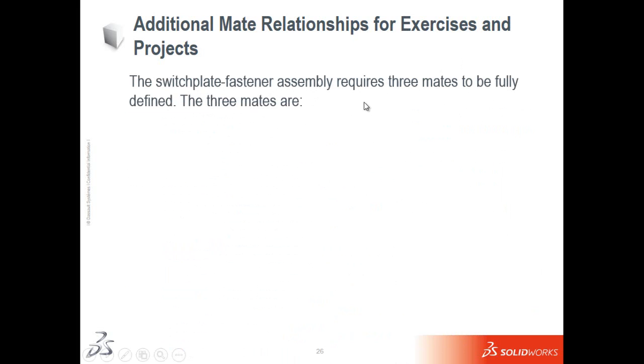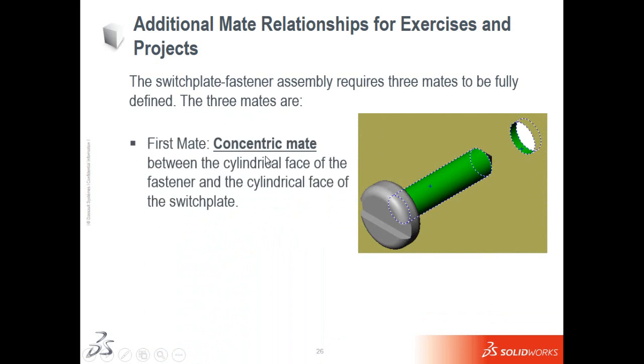The switch plate fastener assembly requires 3 mates to be fully defined. The 3 mates are: the first mate is a concentric mate. The outside of this circle is concentric, or has the same center, as the inside of this circle, between the cylindrical face of the fastener and the cylindrical face of the switch plate.